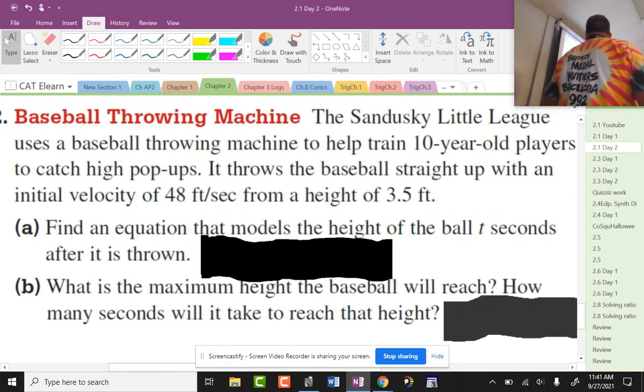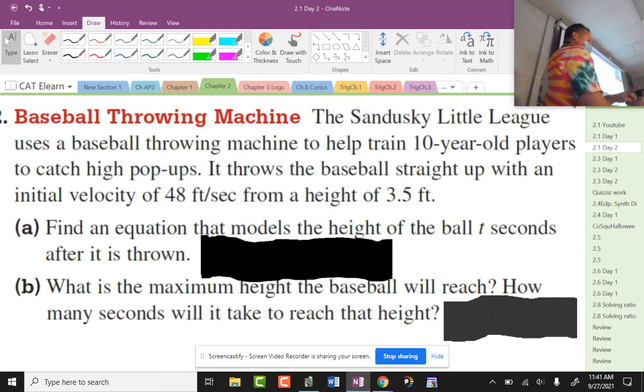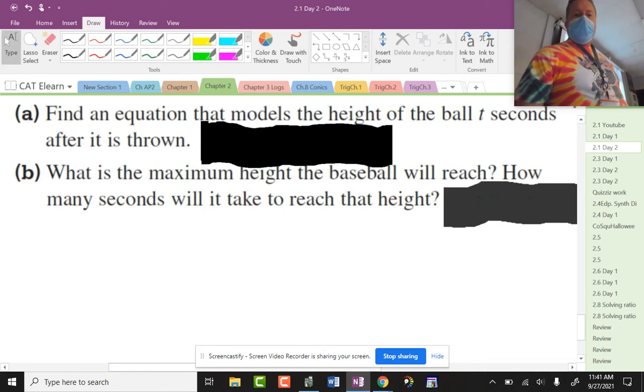So, train 10-year-old players to catch high pop-ups. Ready, set, go, poof, the machine shoots the ball up in the air. The speed is set at 48 feet per second, and the ball is released from about 3.5 feet high where it shoots out of the machine. So that matters. The first thing is letter A, what is this equation?